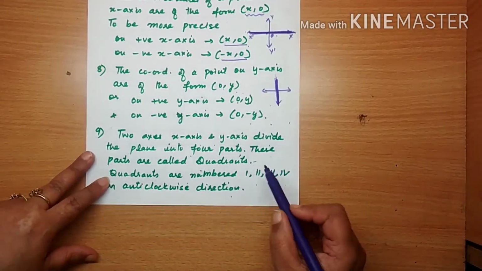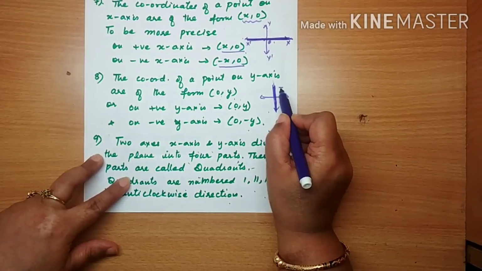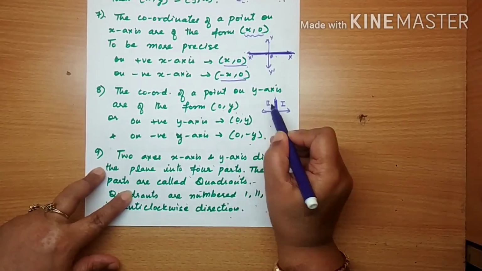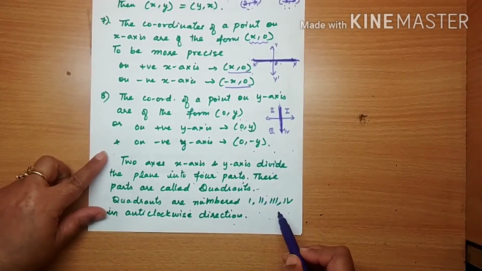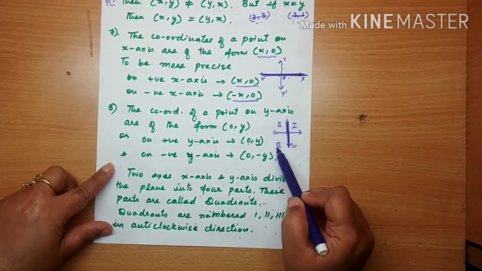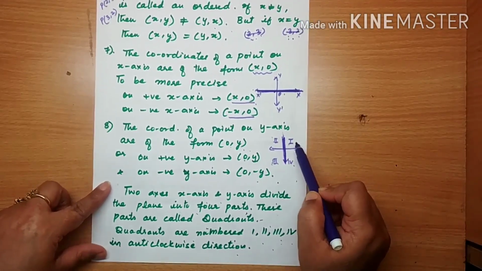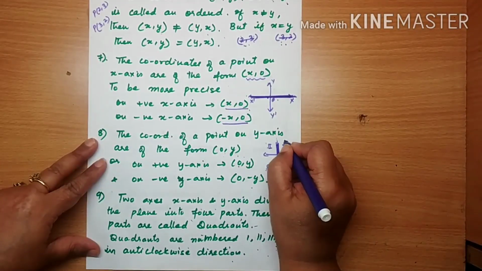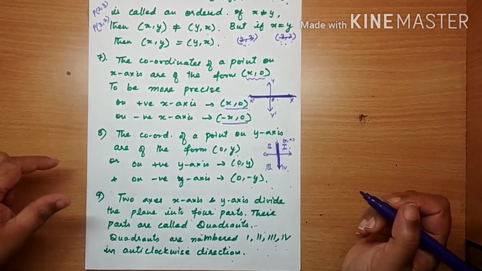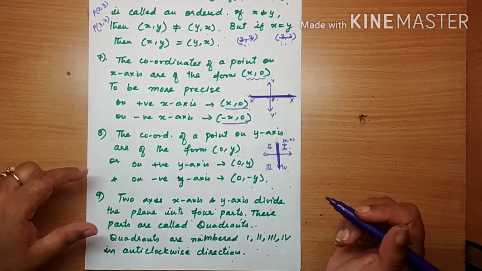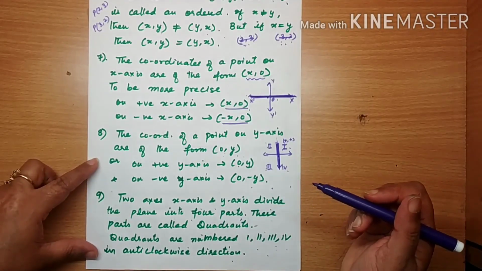Then we discussed that the two axes, x-axis and y-axis, divide the plane into 4 parts, and each part is called a quadrant, and they are numbered 1, 2, 3, 4 in the anti-clockwise direction. In quadrant 1, we discussed all the points. X is positive and y is also positive. The second quadrant is upper left. So x is negative and y is positive.